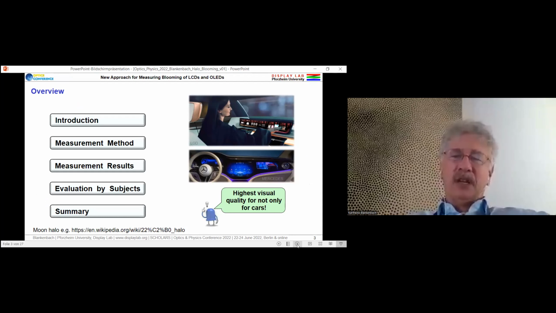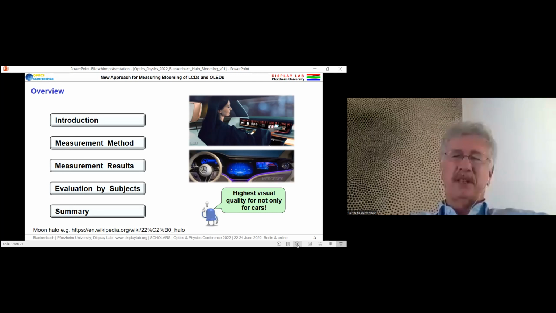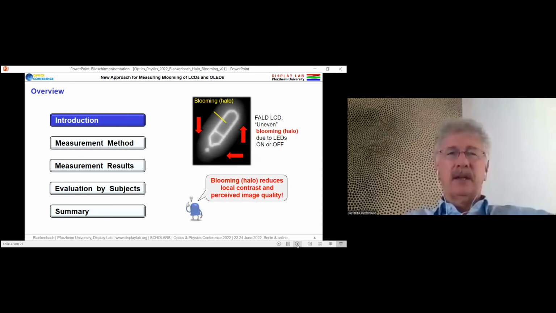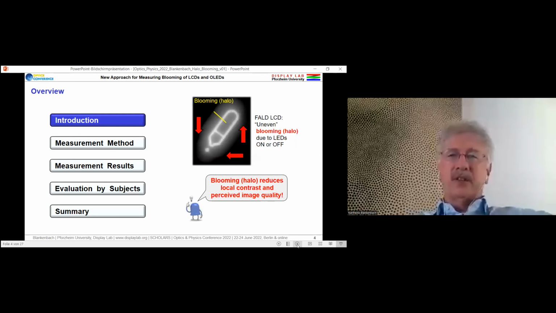As you might know, Germany is the country of premium and high-end cars. That means in those cars, highest visual quality is expected, but this is not only true for cars, but as well in the AV or movie industry, for instance. So let's start with the introduction.